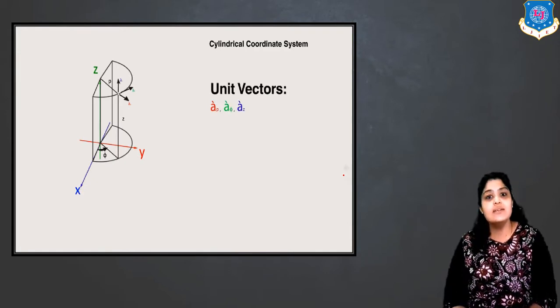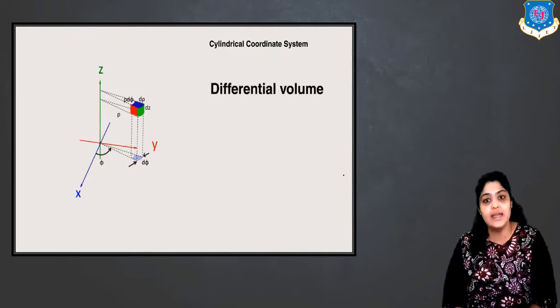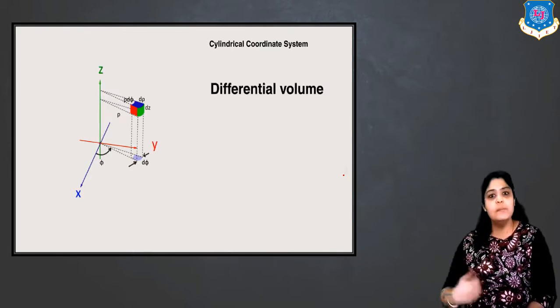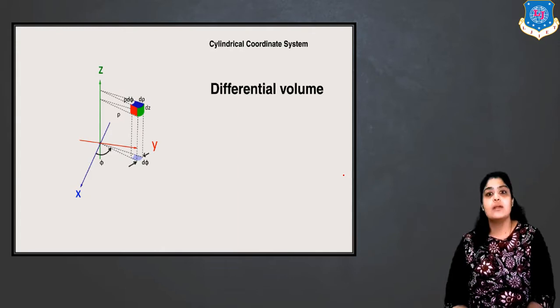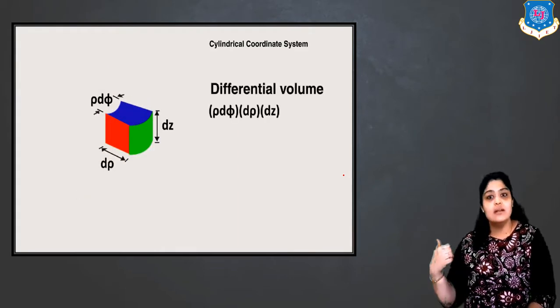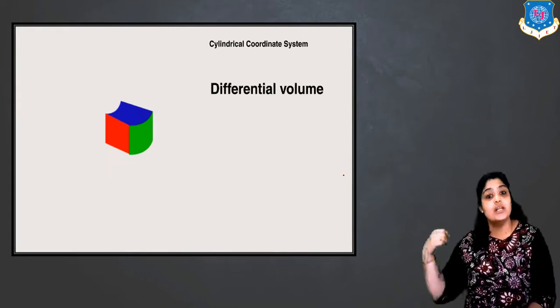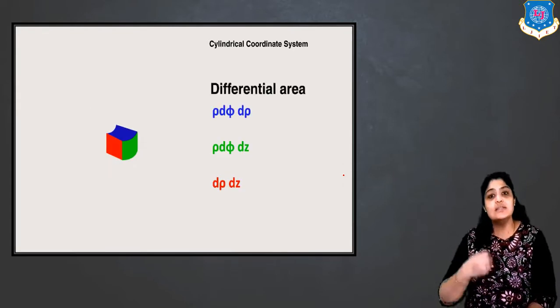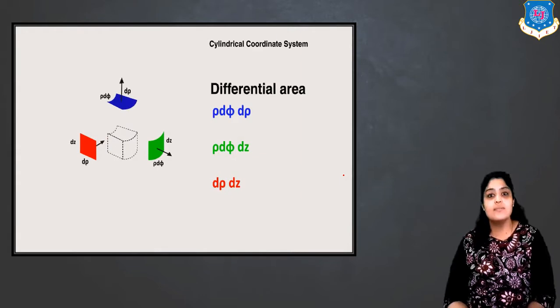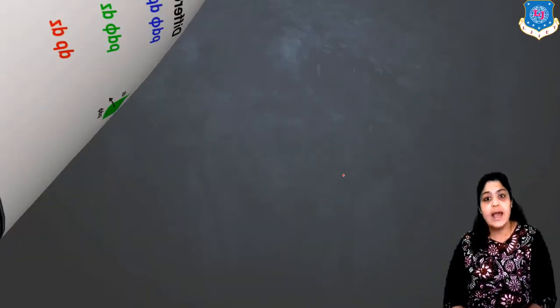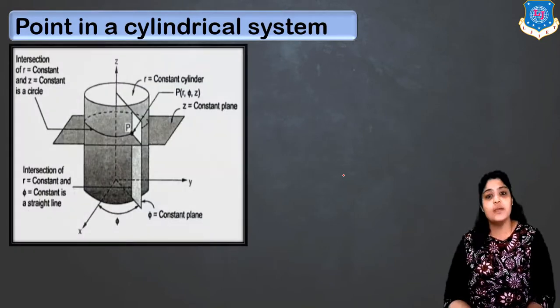The unit vectors are ar, a phi, az respectively along r, phi and z. Differential volume, we'll be discussing it shortly. So this represents dr, dz and r d phi, and then we have differential area also, which is just like this. Clear? So now we'll move ahead and discuss each one of them properly.